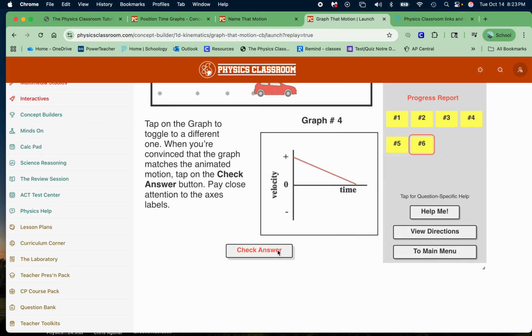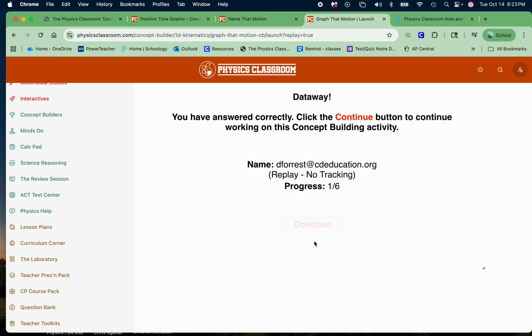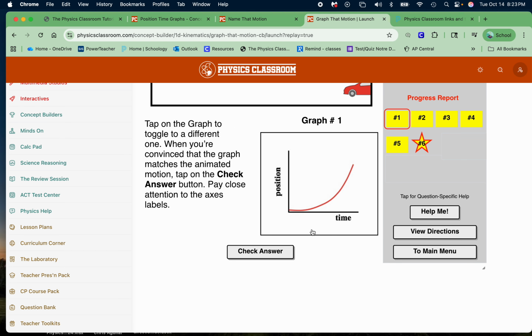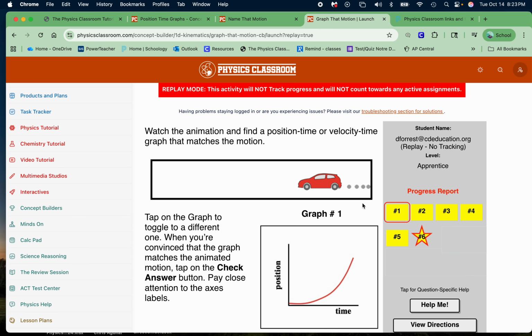I'm going to check my answer. Great, I'm going to continue. Now to show you what happens if you get something wrong, like this is going to the left, it's speeding up the whole time. And I could say, oh, that's speeding up because the position-time graph is getting steeper. The problem is this is increasing, indicating a positive velocity, whereas this is negative. So definitely the car is speeding up and this position graph shows that, but it's going to the left.